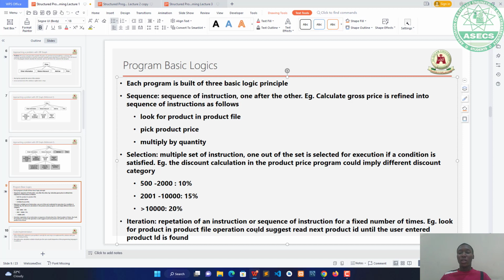So that's iteration for you and I'm sure you understand it, but you should be able to grab it, because it will be much easier for you.